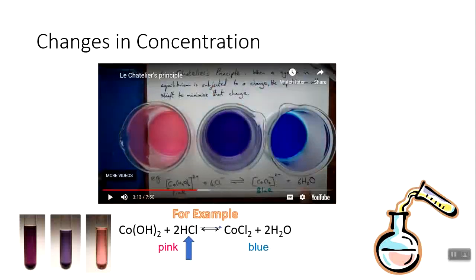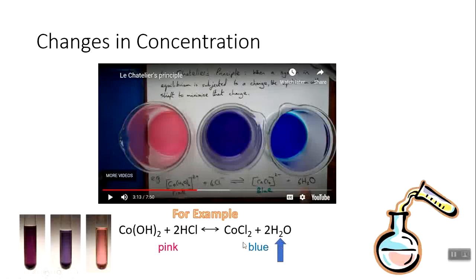So as you can see, our prediction was right. If we add more hydrochloric acid, it'll shift the equilibrium to the right. It'll shift the reaction to the right to create more product, and that's why it turned blue. So now let's take a look at this. If we were to add more water, which is a product, which way will equilibrium shift?